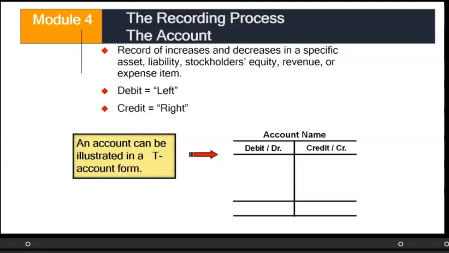You'll notice the account name at the top. The left-hand side is called debit, and the right-hand side is called credit. Well, that is old language, 500-year-old Venetian language. And debit, in our terms, means left, and credit simply means right.